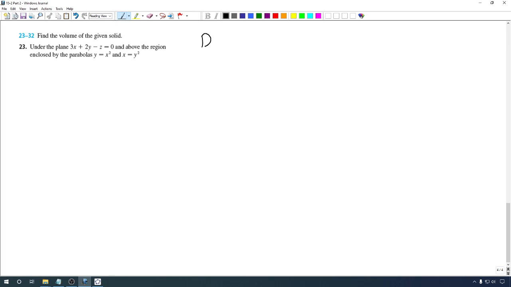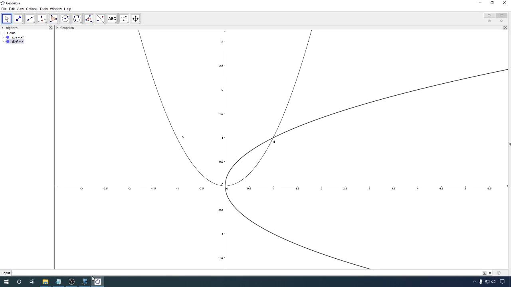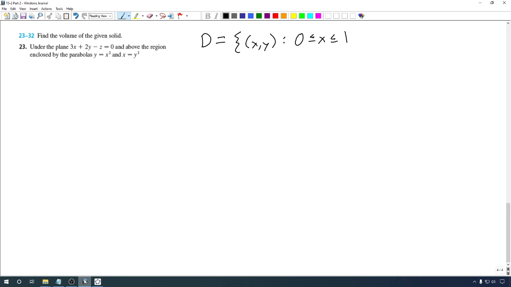So I'm going to say my D is going to be the region where the x values are going to go from 0 to 1. And we had to get that information from our graph here. This point here where they intersect is the point 1, 1. That's where x squared equals square root of x. And then our y value is going from x squared to square root of x. That's our region as a type 1.